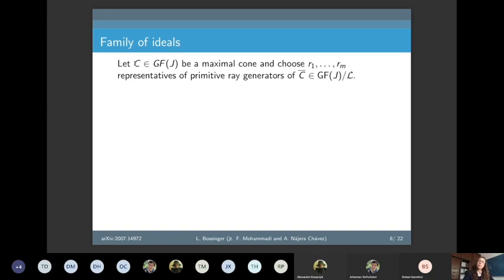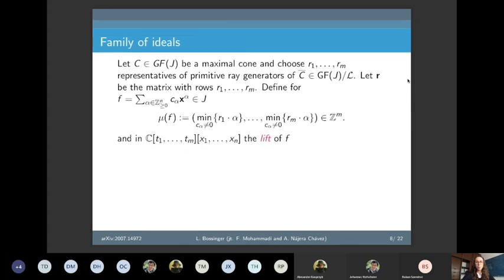My cone C itself is not strictly convex, so primitive ray generators are not defined. But if I go to the quotient by the linearity space, then it's a strictly convex cone, and I choose any set of representatives of primitive ray generators of this cone C bar. And I denote by bold R the matrix whose rows are exactly the rays.